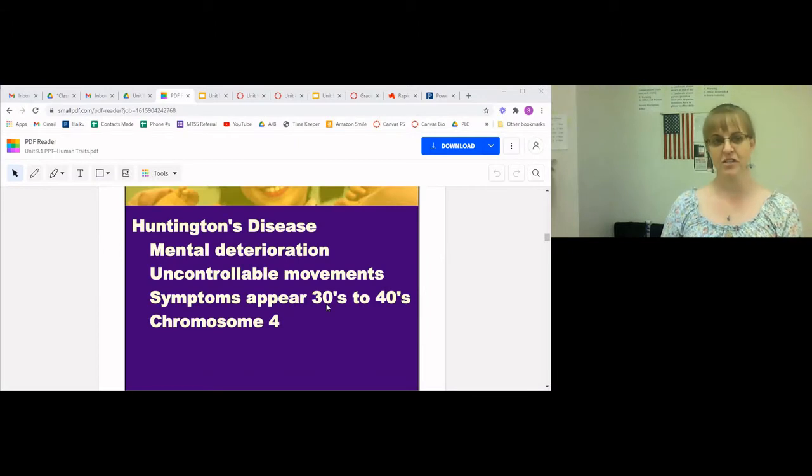Another disease caused by a dominant gene is Huntington's disease. This causes mental deterioration and uncontrollable movements in a person once they get to their 30s or 40s. Unfortunately, people don't know they have this until they've already had children and may have passed this disease on to them. This is caused by a mutation on chromosome 4.